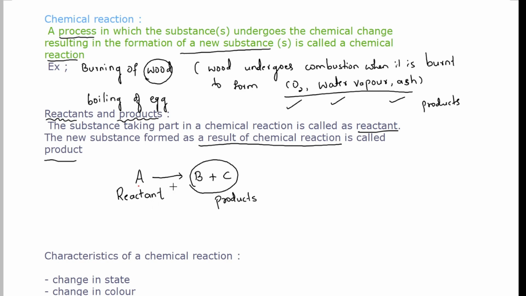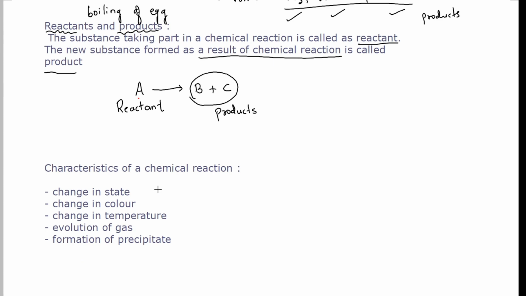So this is about reactants and products. We will understand how to represent these reactants and products while studying the chemical equation. Now, the question arises: how do we understand whether a chemical reaction has taken place or not? There are a few characteristics of a chemical reaction which allow us to understand whether a chemical reaction has taken place. By observing these changes, we will understand that the chemical reaction has taken place.